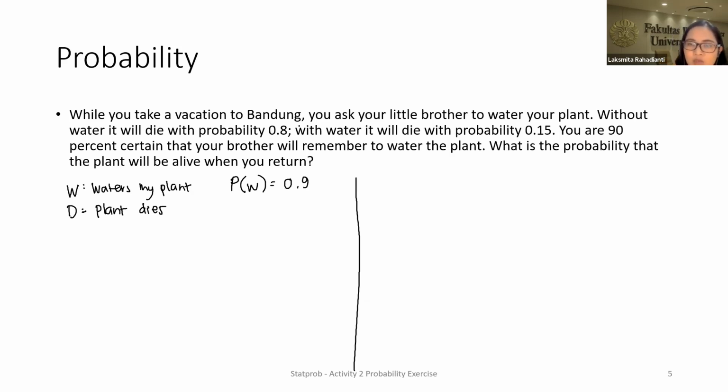So let's look at these two numbers here. Without water, my plant will die with a probability of 0.8. So my plant will die given that it is not watered with a probability of 0.8, and the probability that it will die with water is 0.15.